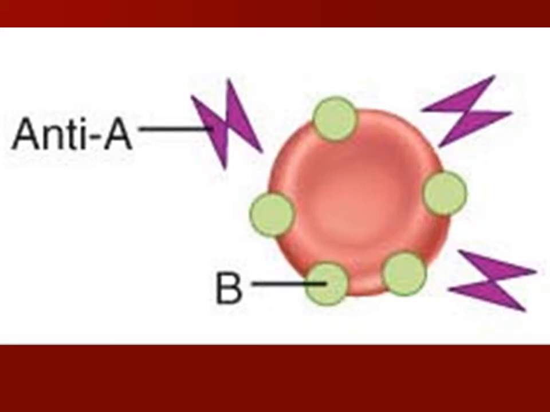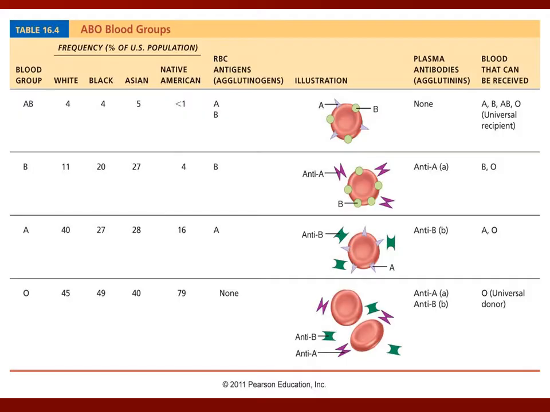So you're looking at the red blood cell, what is the marker on it, or the antigen, and then what is the antibody, which would be like an anti-A in this case. For the major ABO blood typing group, you have 4 possible blood types. You have AB, B, A, and O.